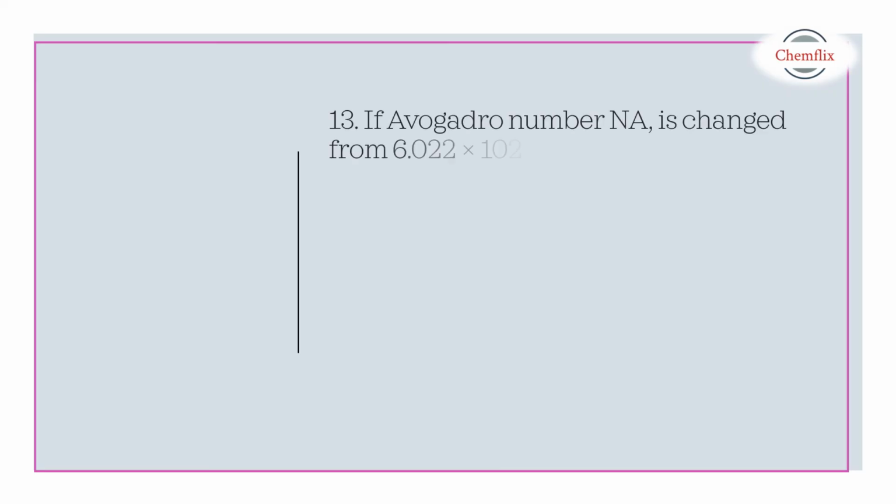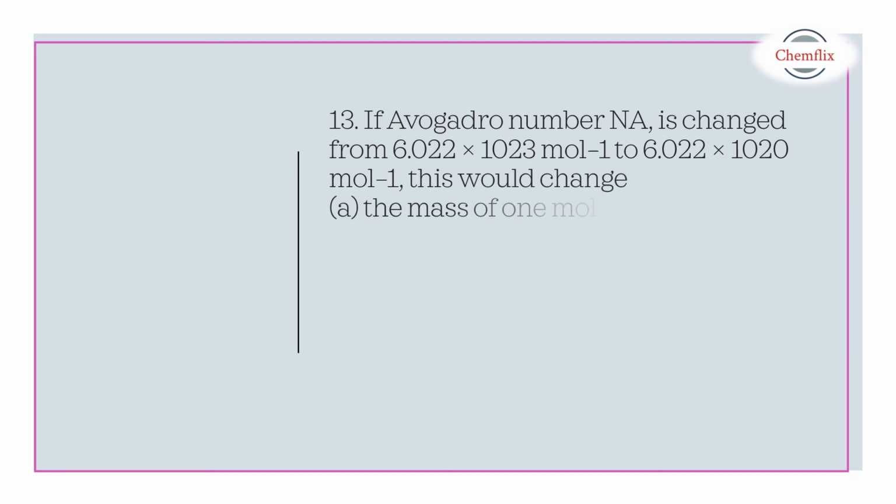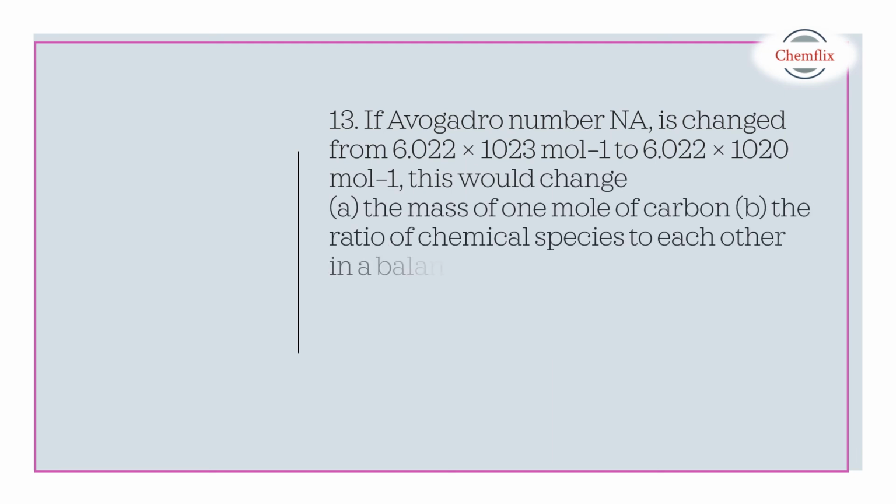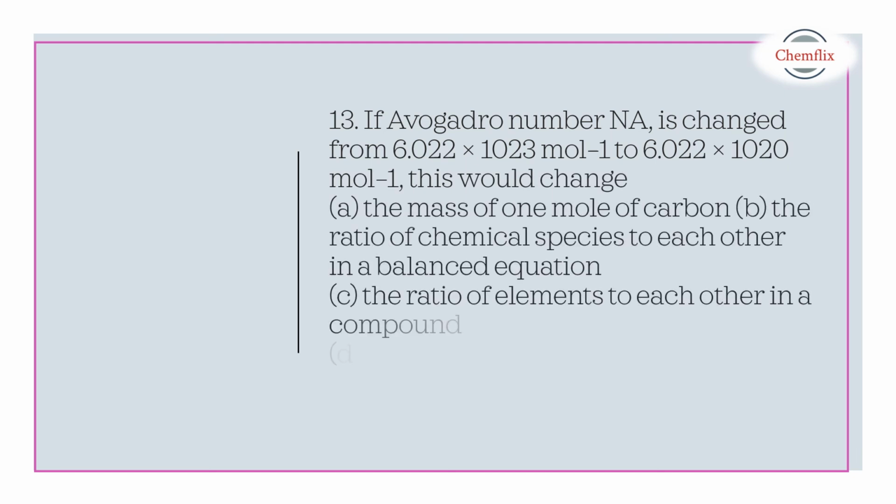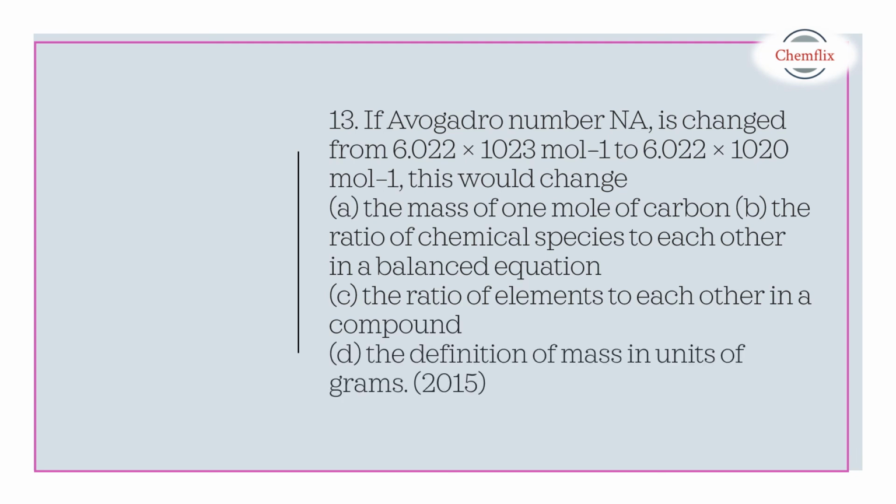Okay, moving to the next question. If Avogadro number Na is changed from 6.022 into 10 to the power 23 mole raised to minus 1 to 6.022 into 10 to the power 20 mole raised to minus 1, what would change? The mass of 1 mole of carbon will change. The ratio of chemical species to each other in a balanced equation will change. The ratio of elements to each other in a compound will change. The definition of mass in units of gram will change. What is the change here?